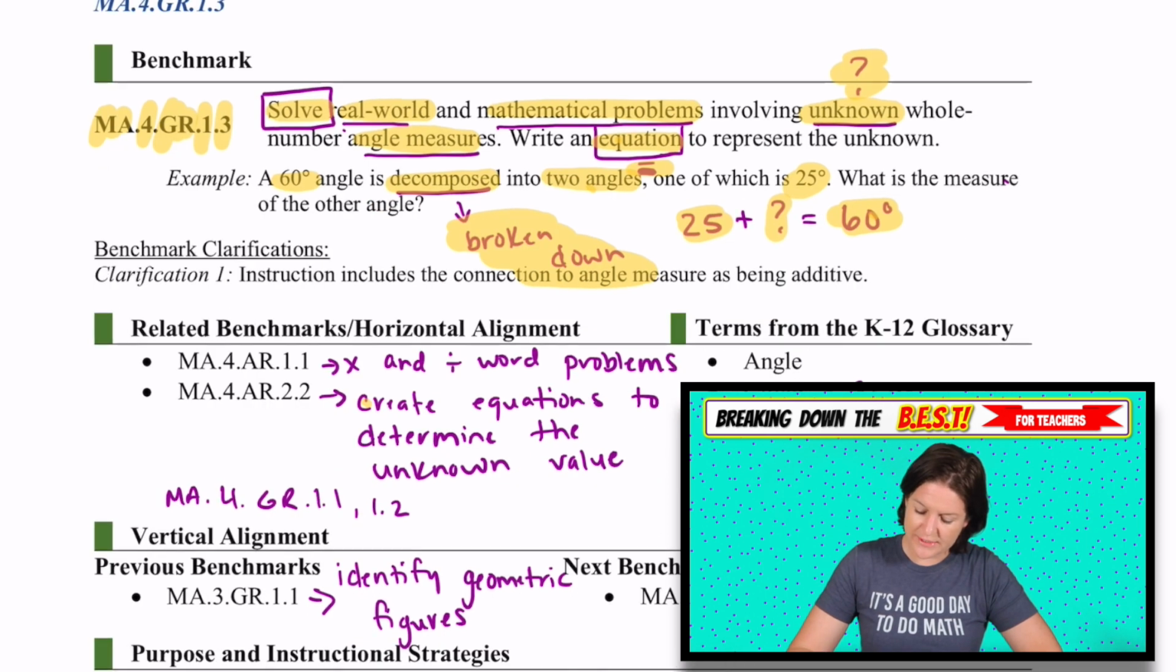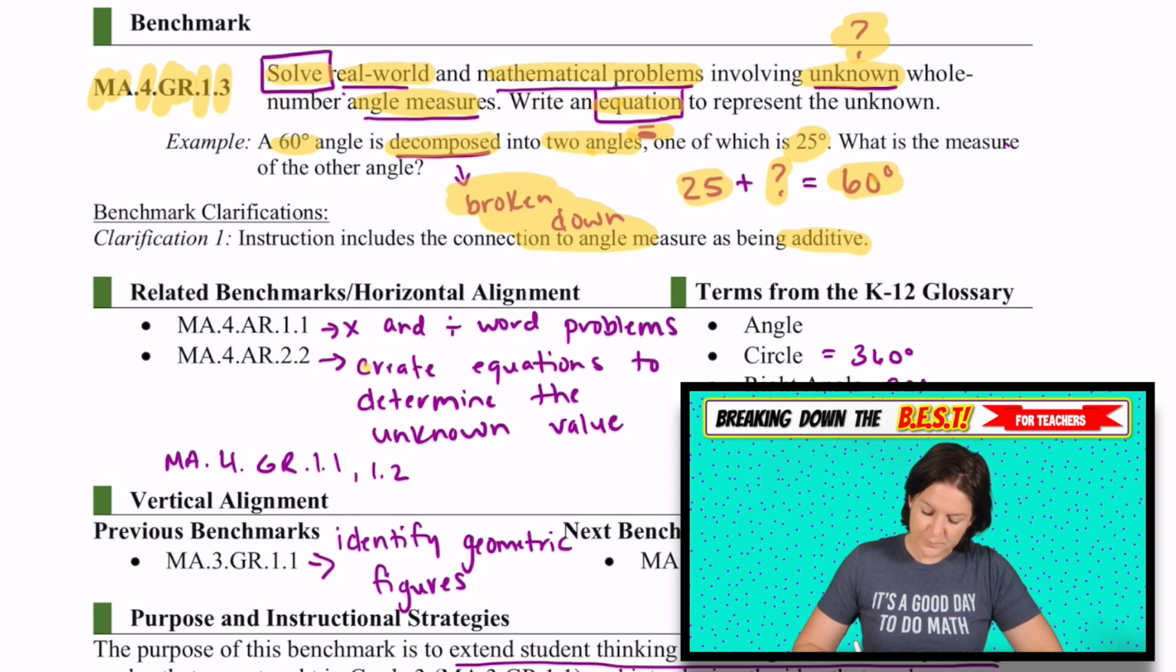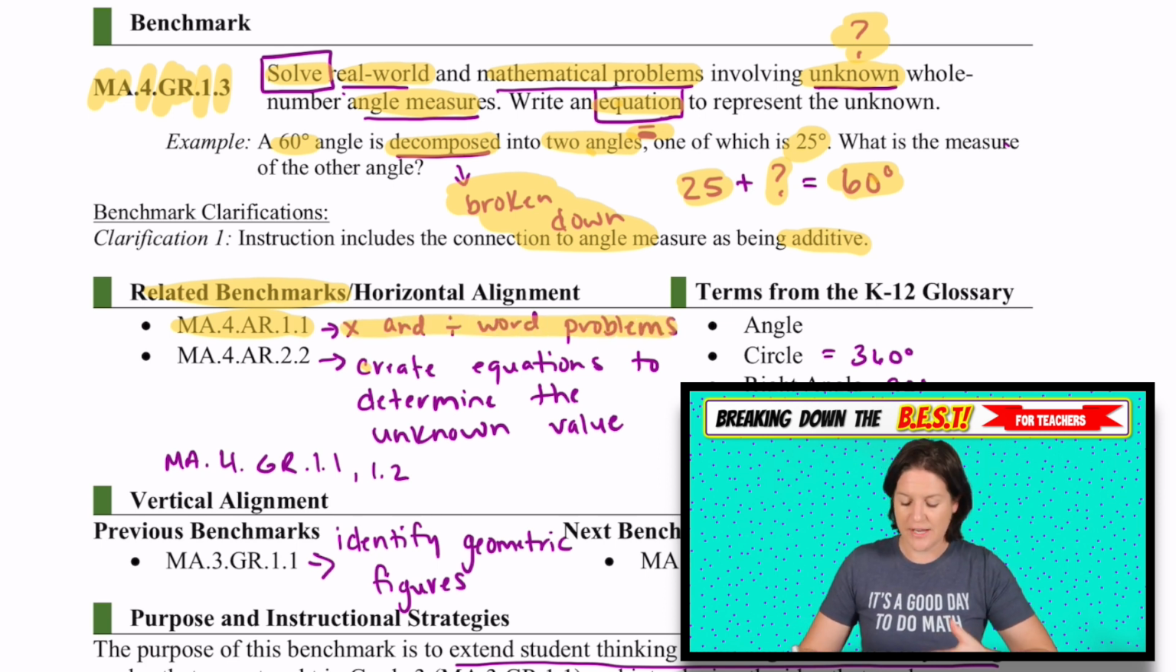We need to also connect that angles can be additive angles here, which was a component of the standard before. So this is a great connection here. Some related benchmarks: we've got MA.4.GR.1.1. This is multiplying and dividing word problems. So it's horizontally aligned because of that real-world problem component.